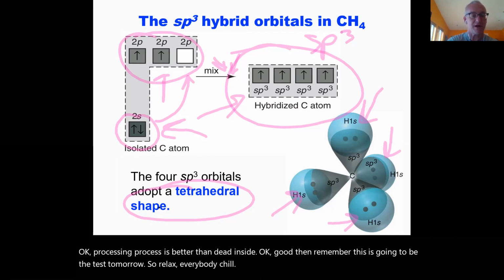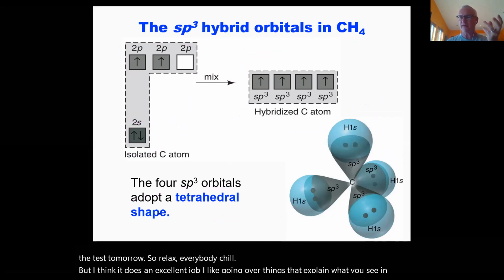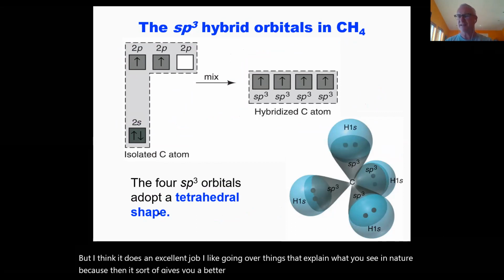But I think it does an excellent job. I like going over things that explain what you see in nature, because then it gives you a better idea of, well, why is this? Well, it's because of this. Why are these bond angles?